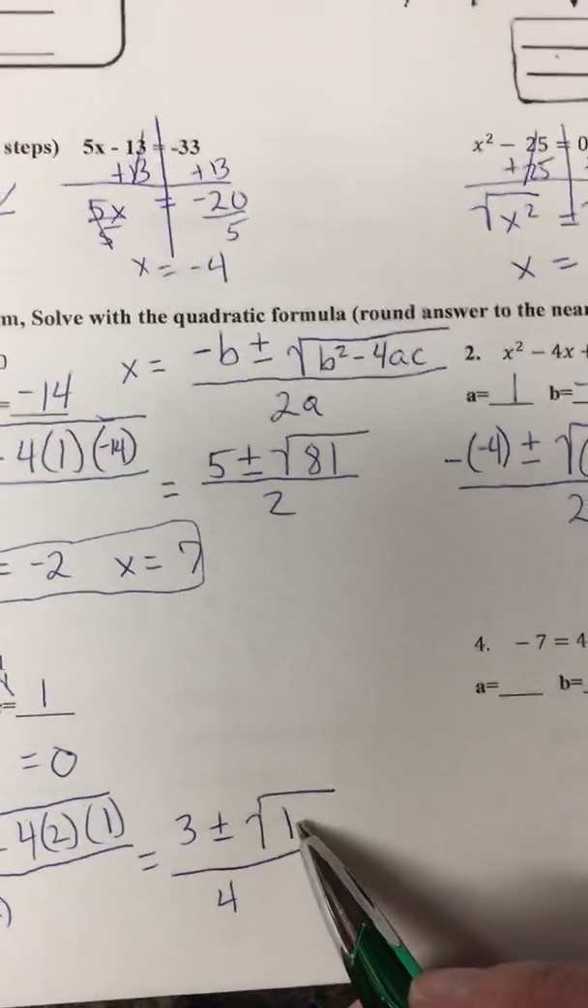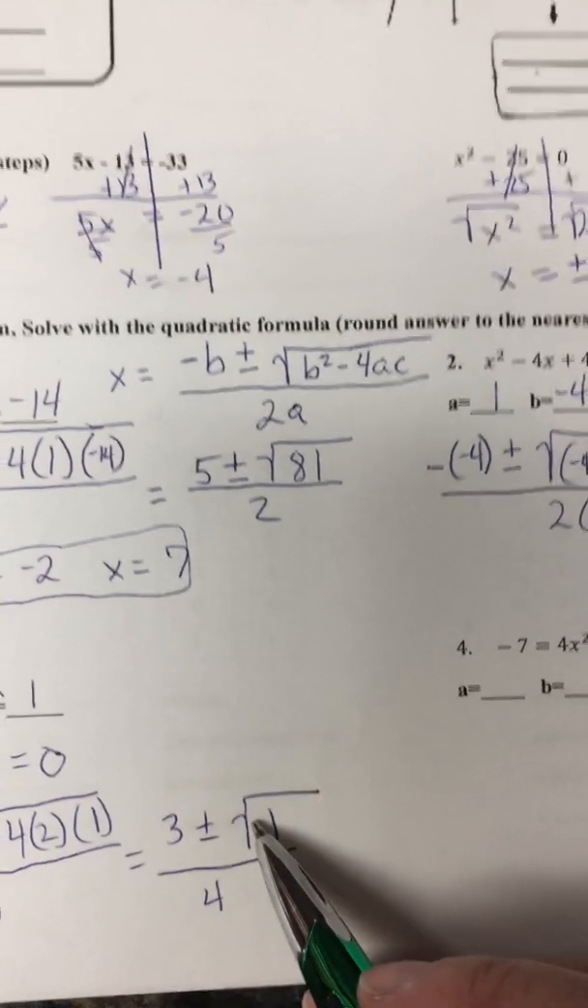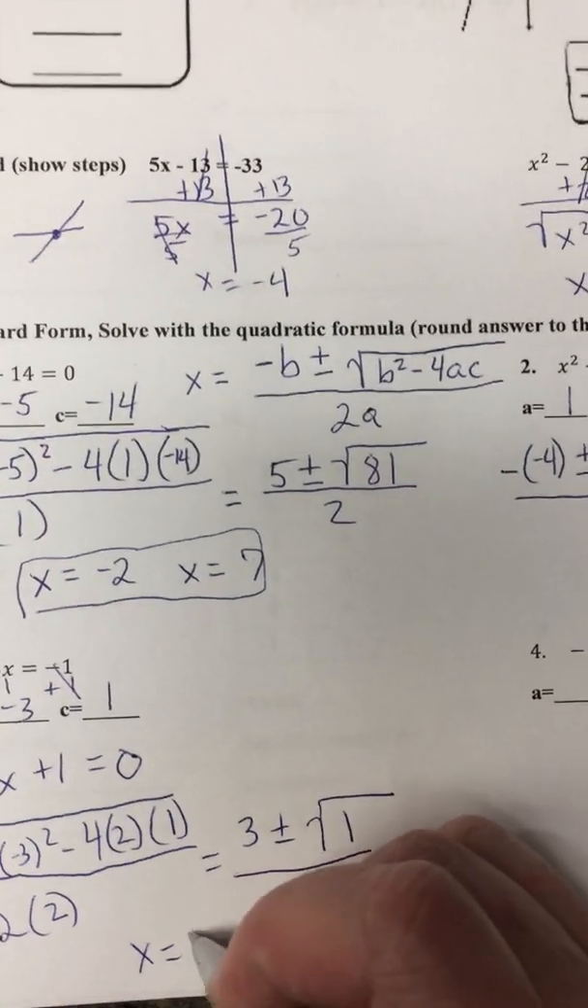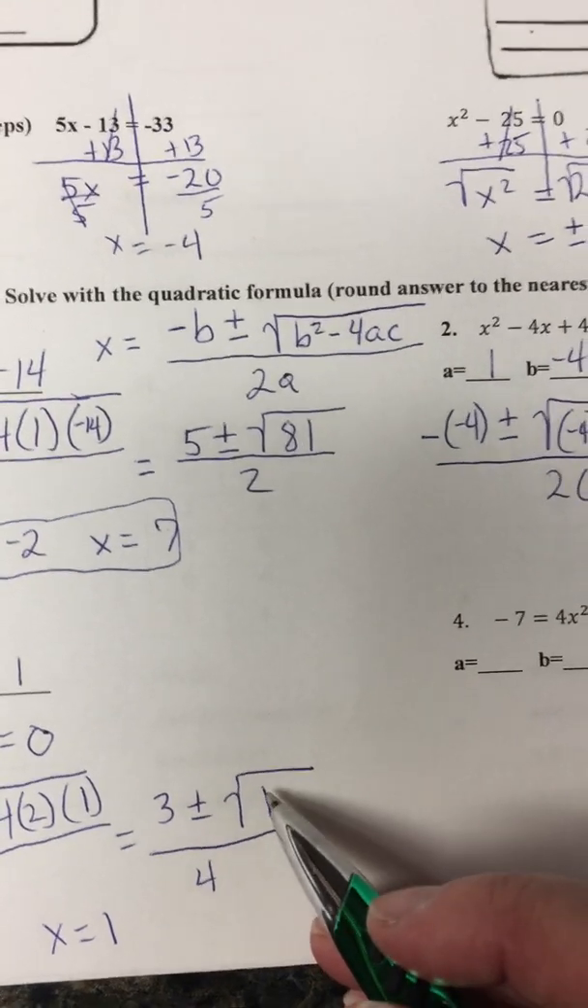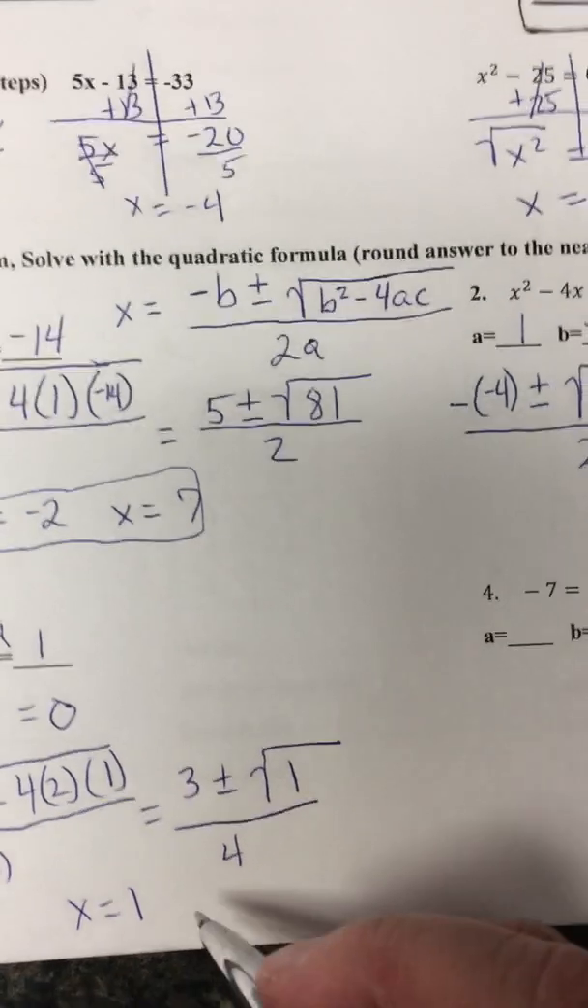So do the top first. So square root of 1 is 1, because 1 times 1 is 1. So this is 3 plus 1, which is 4, and 4 divided by 4 is 1. So x equals 1. And then I've got 1 again here, because the square root of 1 is 1, but 3 minus 1 is 2, and 2 divided by 4 is 1/2.